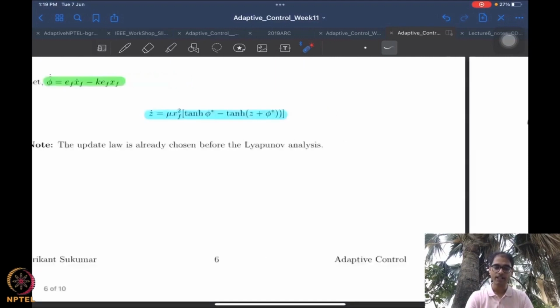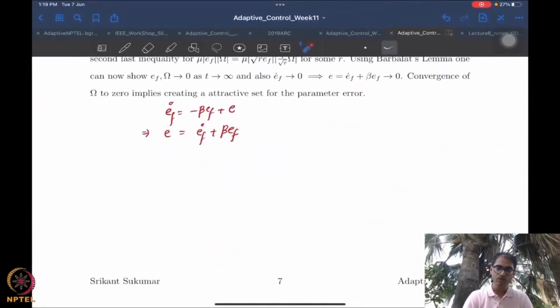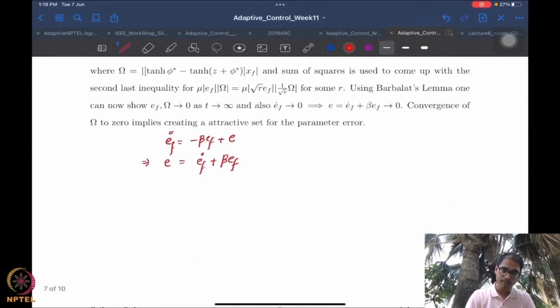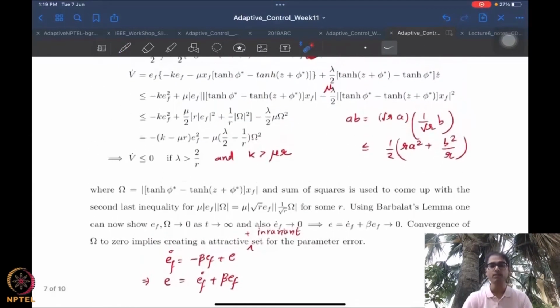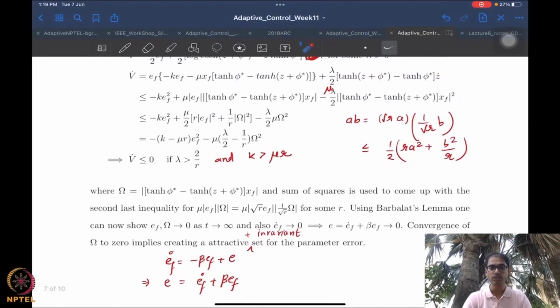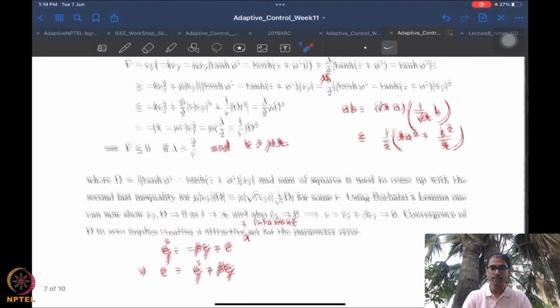Okay, this creates an attractive and invariant set, right? If you start in that set, you will remain in it: attractive plus invariant set for the parameter error. So if you start in this set, you will remain in this set and you'll be attracted towards this set also. This is a rather interesting property, which actually improves the adaptation behavior for the system. All right, excellent. I hope that was clear and you understand that.